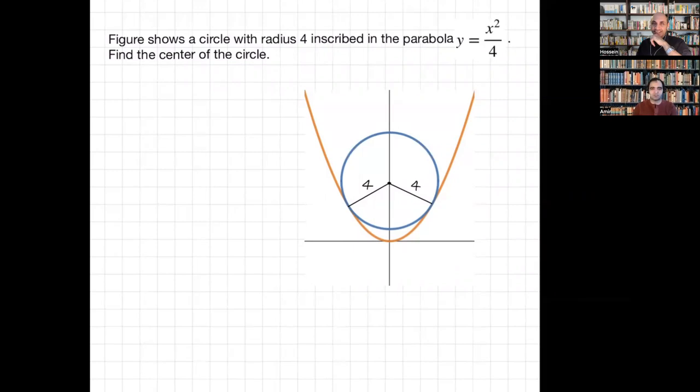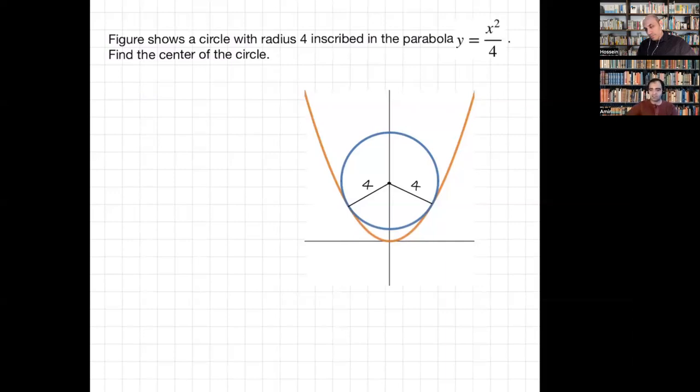Let me just read the problem. The figure shows a circle with radius 4 inscribed in the parabola y equals x squared divided by 4. Find the center of the circle. As you can see in the figure, we have a blue circle with a radius of 4, which is inscribed inside the parabola with the color of brown or orange, whatever. So I want you to find the coordinate of the center of the circle.